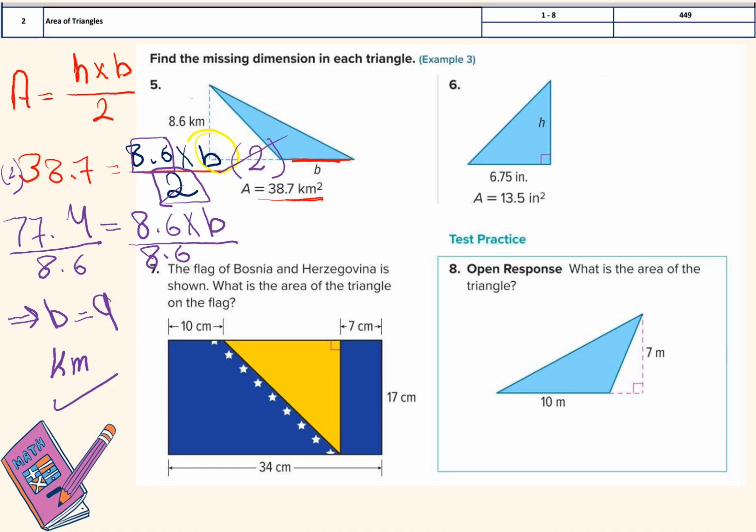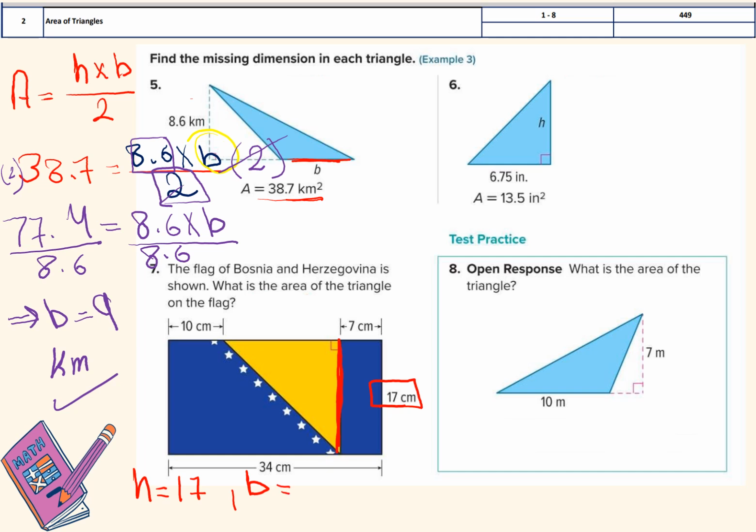Next, question 7. Let's look at that flag. The flag of Bosnia and Herzegovina is shown. What is the area of the triangle on the flag? Okay, so let's focus only on the yellow flag. We need to find its area. As you see here, the height can be identified easily. The height is 17. So let's write it here. The height is 17.